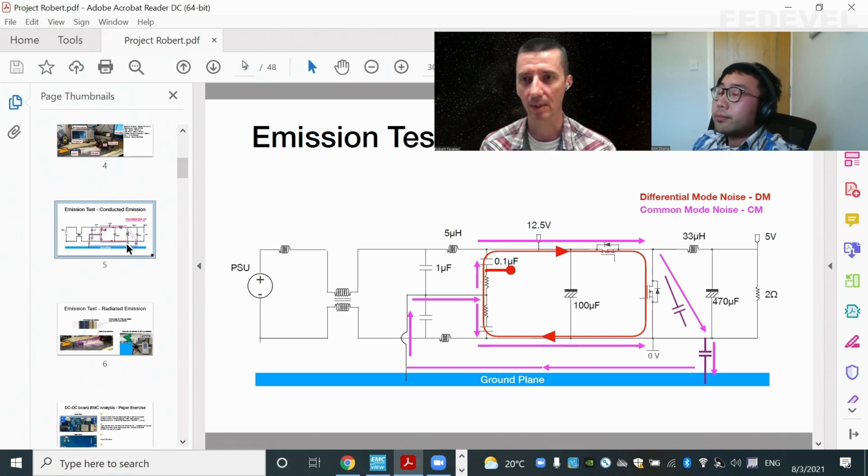And what does it mean? Does it mean that if you, for example, fail conducted emission, you normally or usually also fail the other tests?